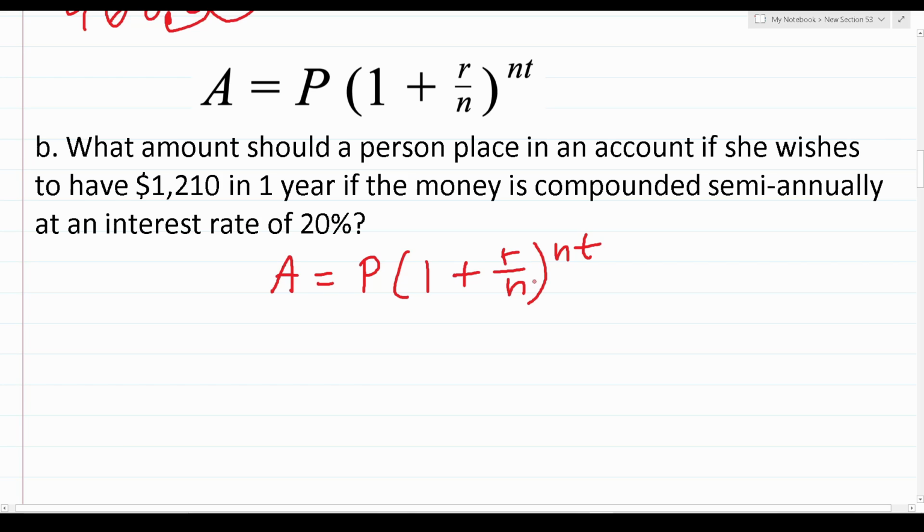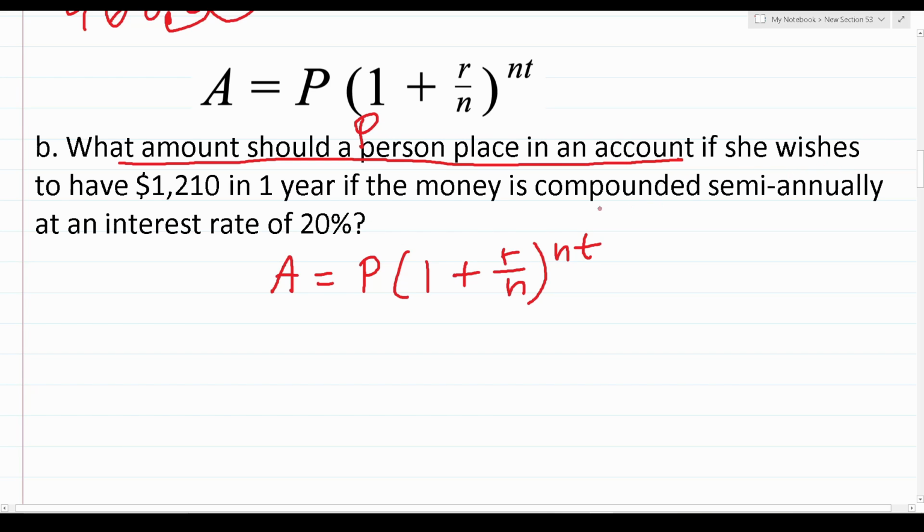Then I'm going to reread the problem and identify what's given and what I'm trying to solve for. So what amount should a person place in the account? So they want to know how much they should invest. So this amount that they should place in the account is going to be our P. That's what we're going to be solving for in this case.